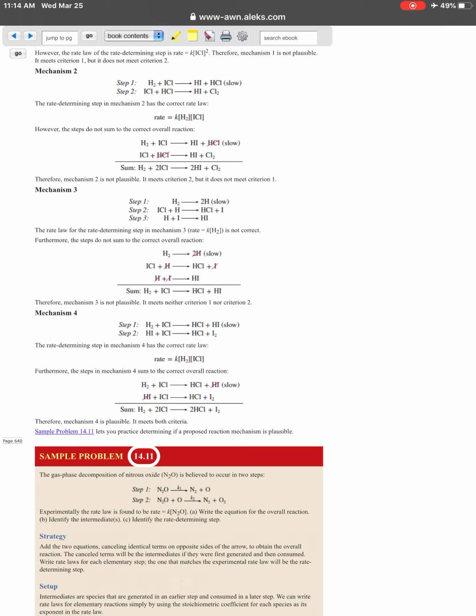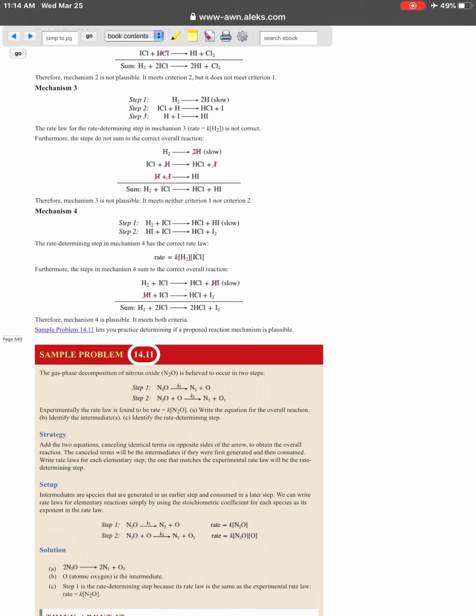H2 plus ICl, arrow, HI plus HCl, slow. ICl plus HCl, arrow, HI plus Cl2. The HCl's cancel. The sum is H2 plus 2ICl, arrow, 2HI plus Cl2. Therefore, mechanism 2 is not plausible. It meets criterion 2, but does not meet criterion 1. Remember, the slow step has to give you the rate law that's consistent with the experimentally determined rate law.